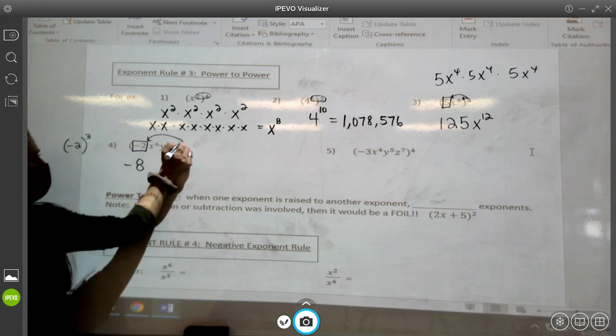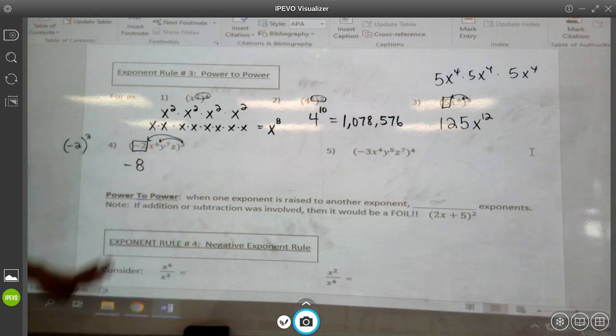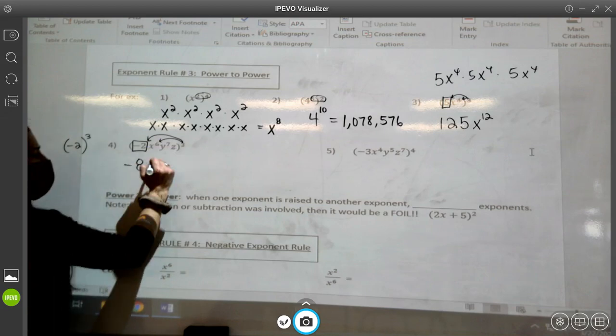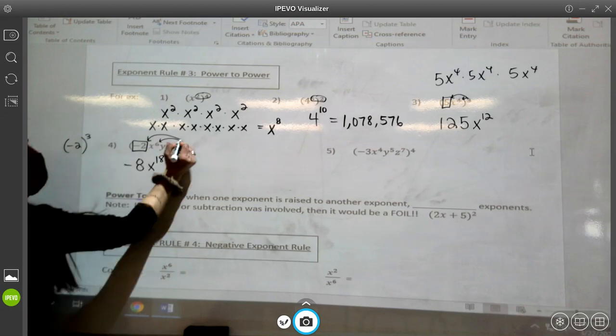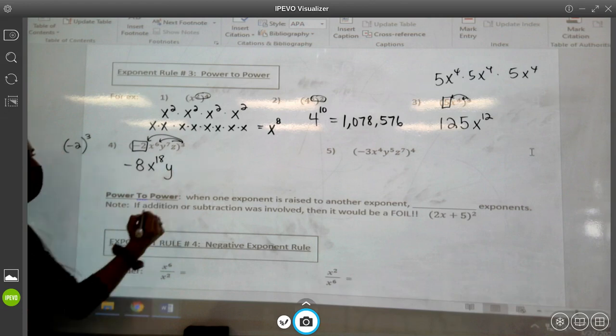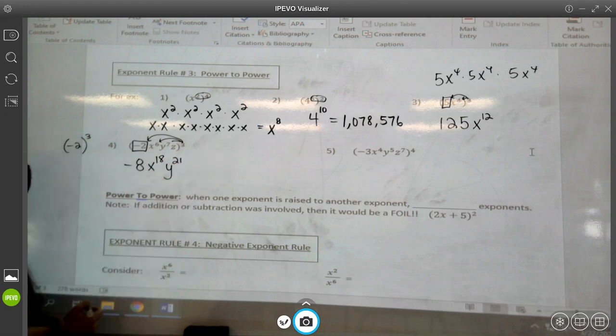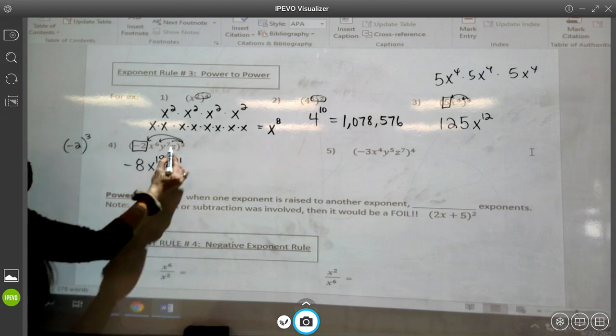All right, now take x to the 6th, something that already has an exponent, and give it another exponent of 3. This is where we multiply, power to power. This will be x to the 6 times 3, 18. Y to the 7 to another power of 3, 21, 7 times 3. Now, I just think of it as z.